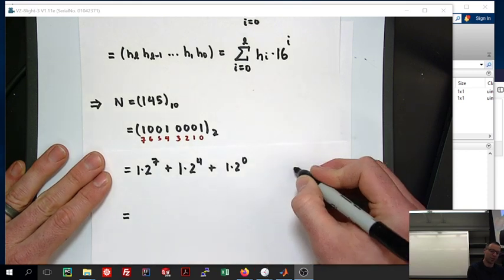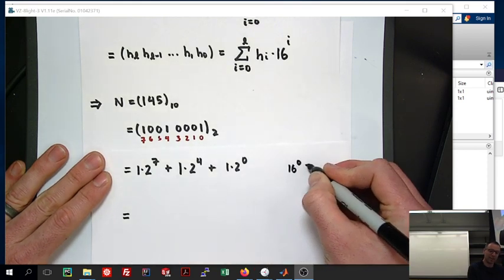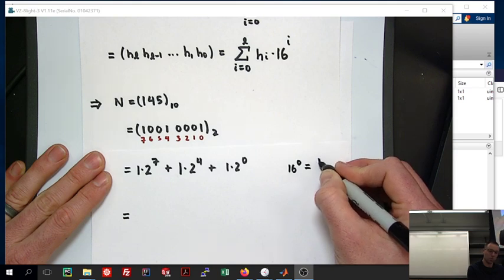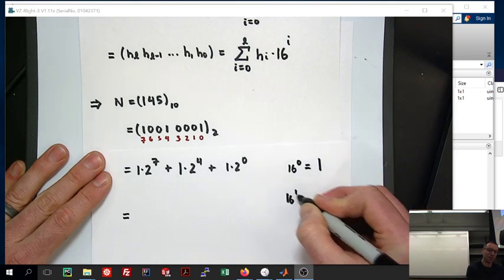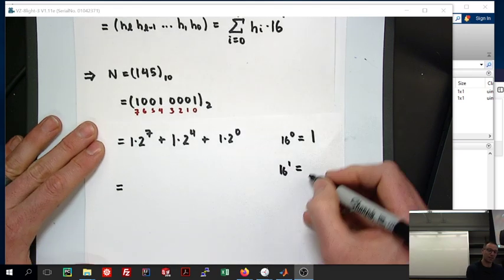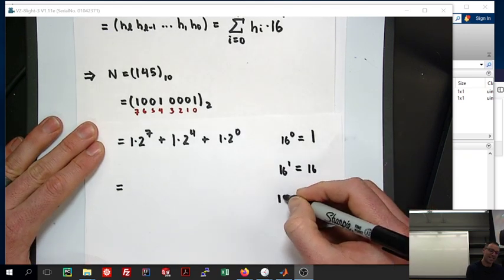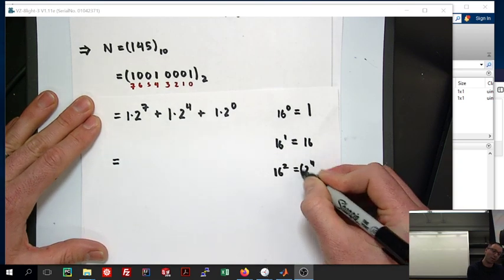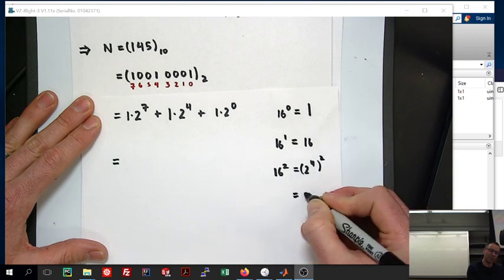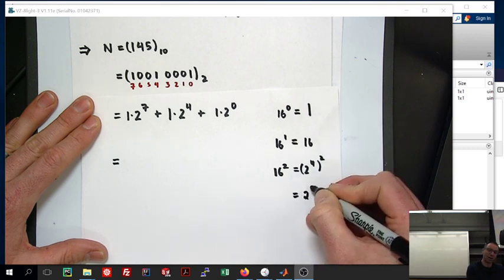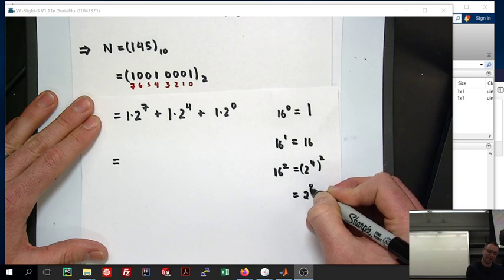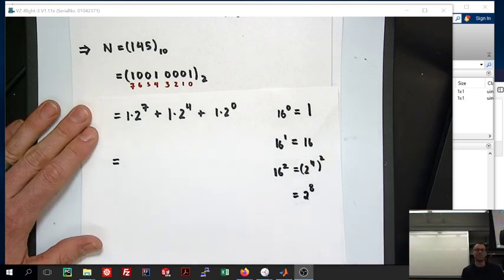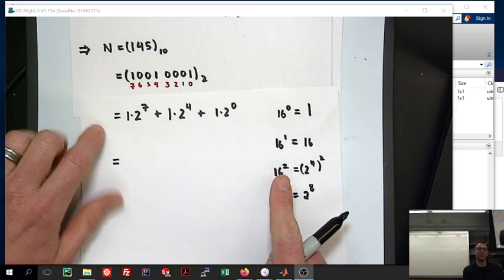So let's do something real quick. 16 to the 0 is 1. 16 to the first is 16. 16 to the second is going to be 2 to the fourth to the second, which is 2 to the eighth. How many hex digits do I need to represent this number?